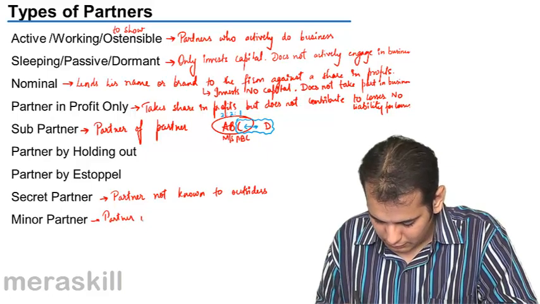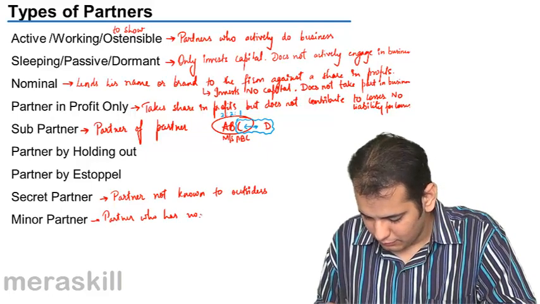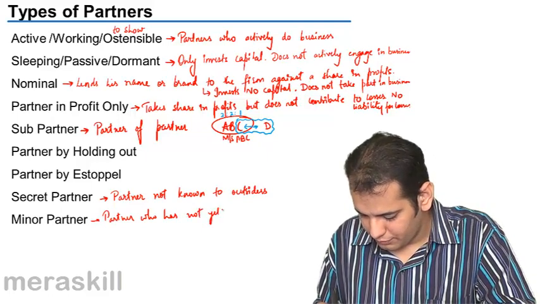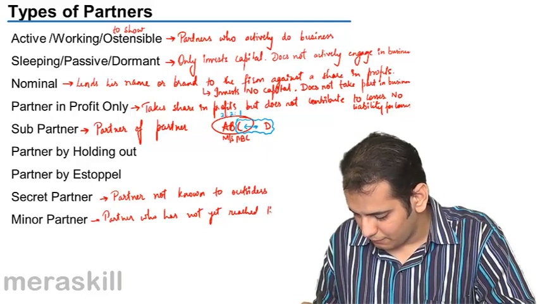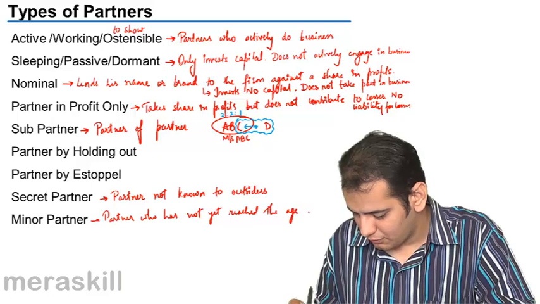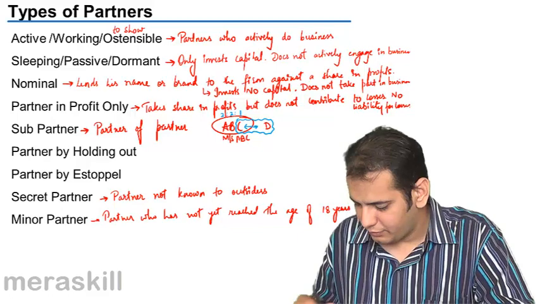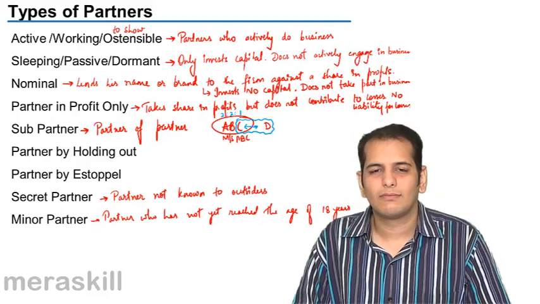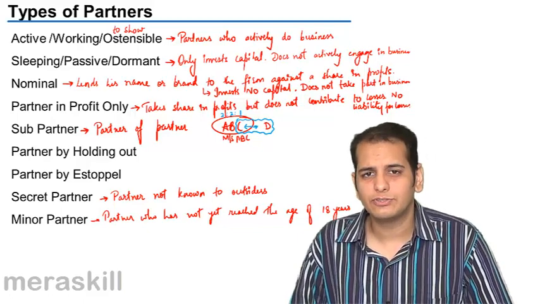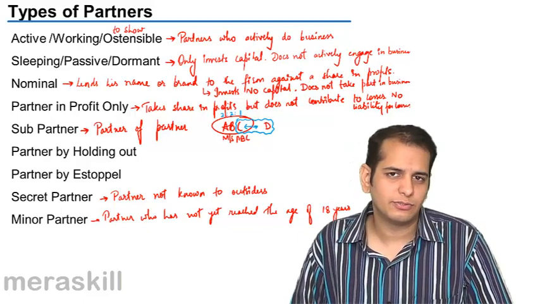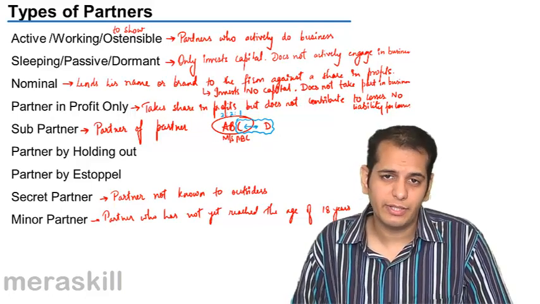A partner who has not yet reached the age of 18 years. We've done this many times. A minor is a person who has not yet reached the age of 18 years. This is the definition that is given in the Indian Majority Act.